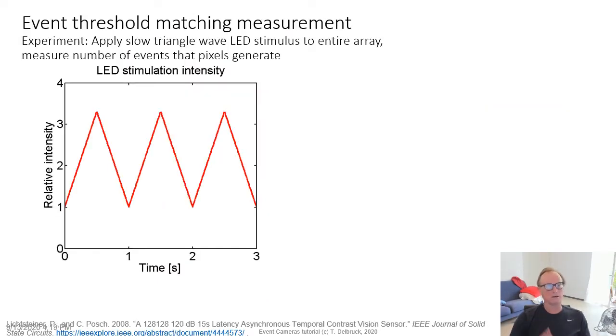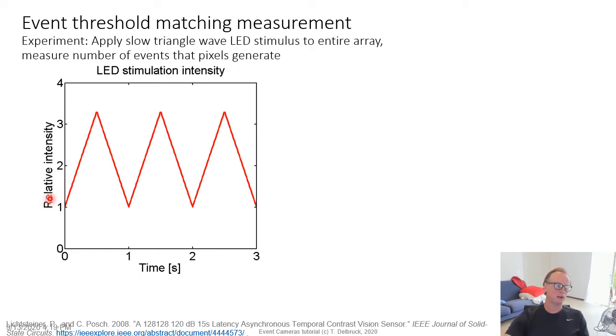All right, so let's look at a measurement. Let's look in particular at an event threshold matching measurement. The experiment here is to apply a slow triangle wave LED stimulus to the entire array and measure the number of events that pixels generate.